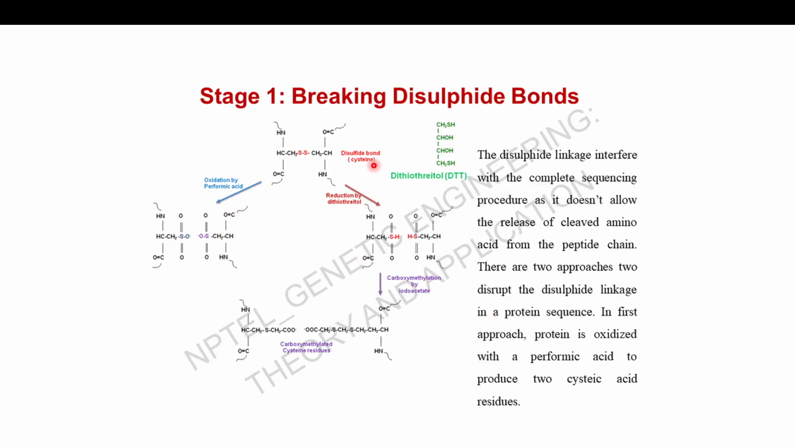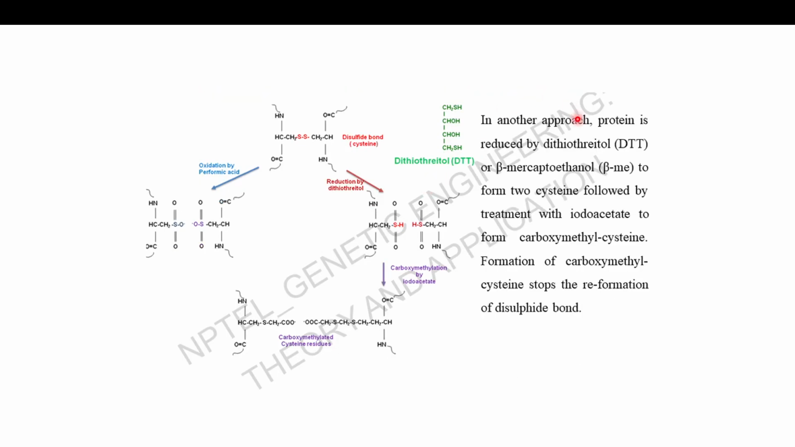Or one can use reducing agents like DTT. These reducing agents, DTT or BME, are used to form two cysteines. This is the disulfide-linked protein, and then DTT is added, or beta-mercaptoethanol is added.